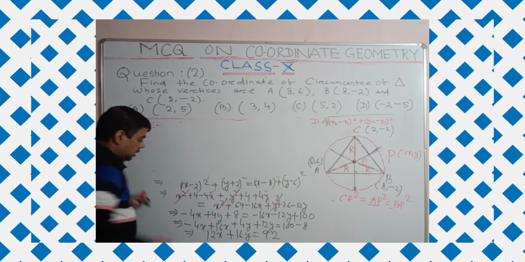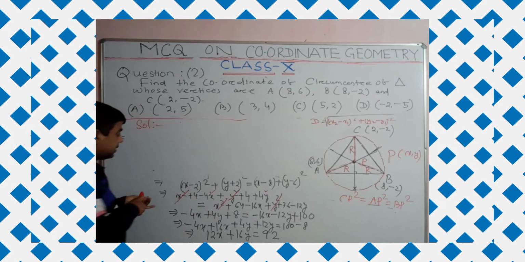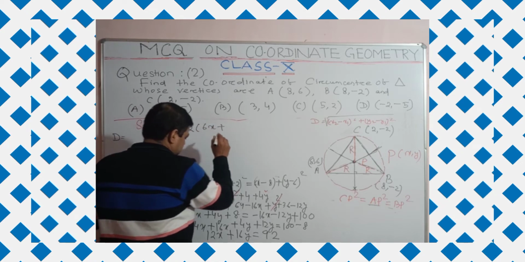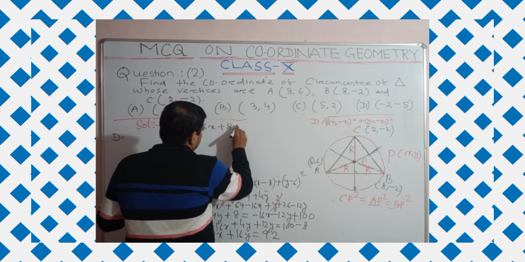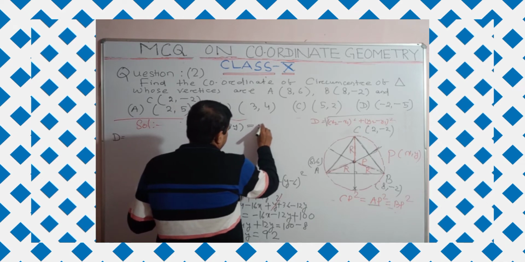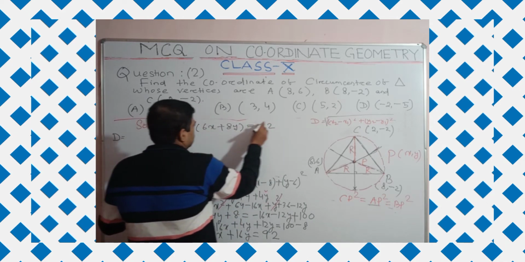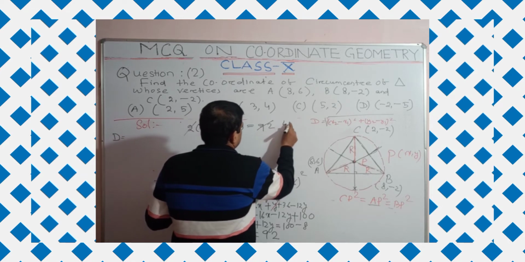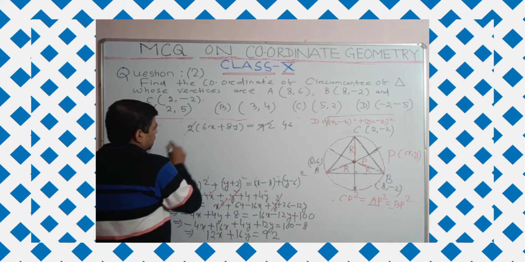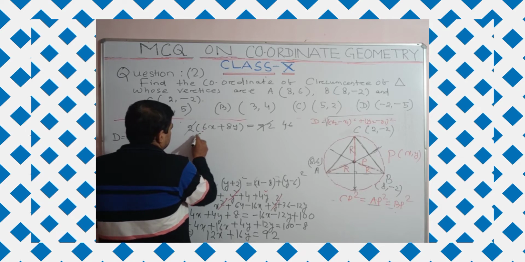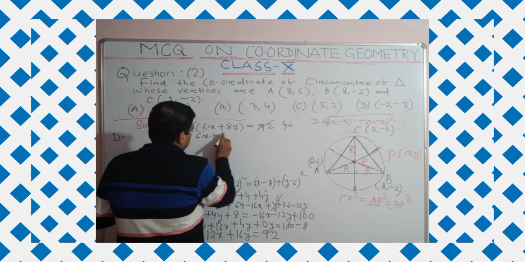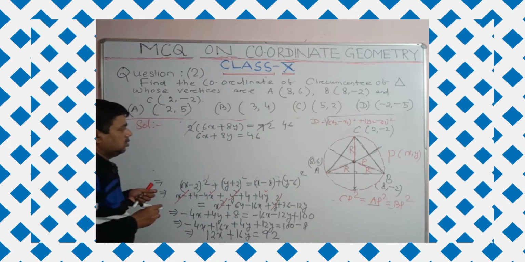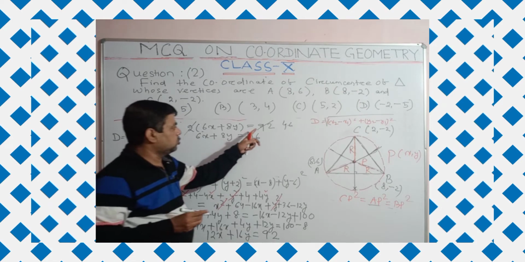Here 12x, taking the common factor 2, will be 6x plus 8y is equal to 92. We will cancel here: 2 fours are 8, 2 sixes are 12. Again you can take a common factor. 6x plus 8y is equal to 46. 46. Okay.